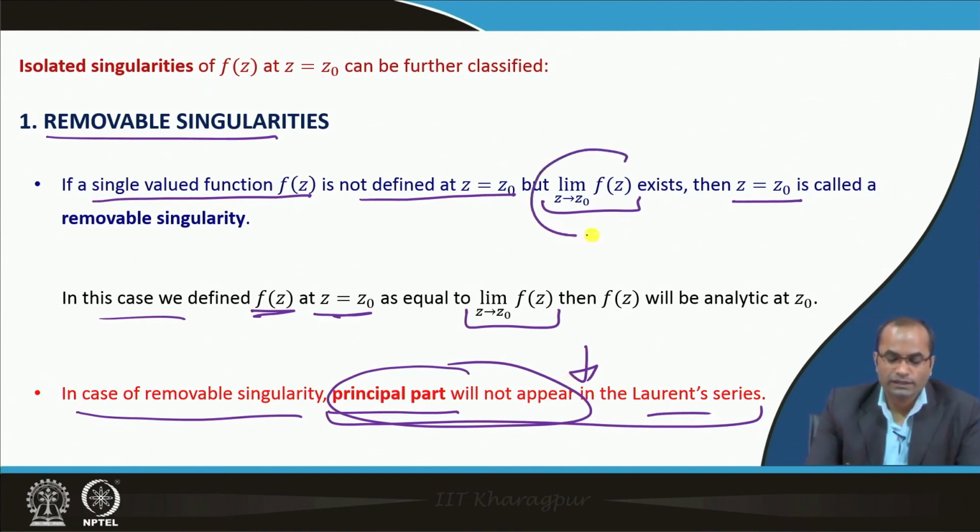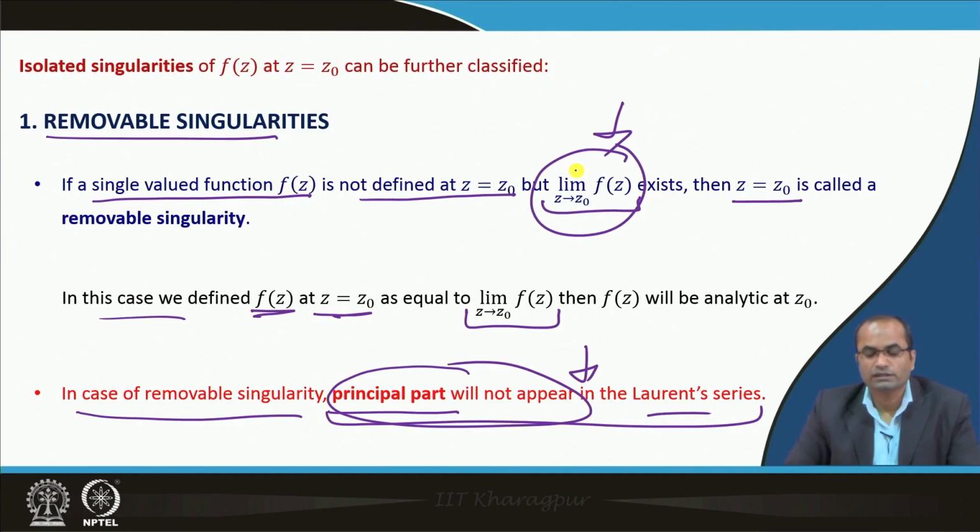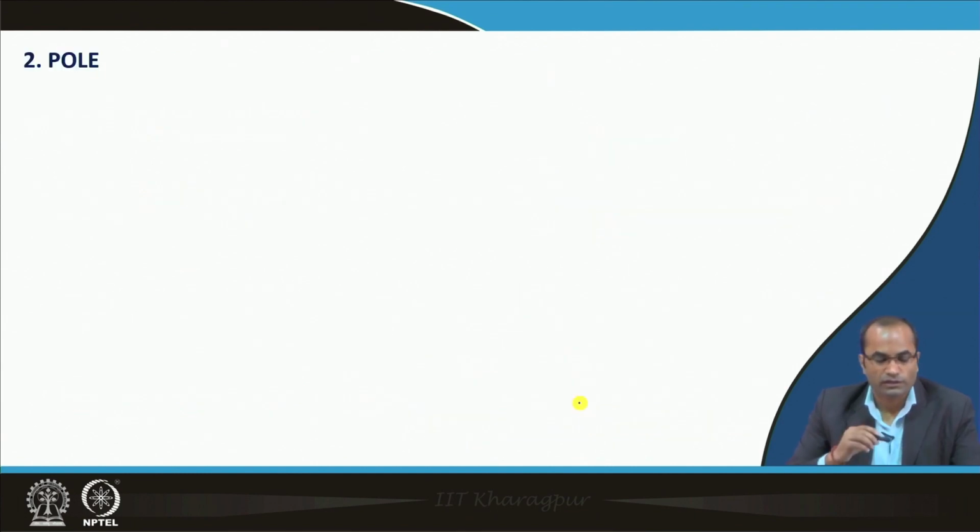So, we can get it directly using the limit: if this limit exists, then we call it a removable singularity. Or we expand into the Laurent series, and if there is no negative power of z minus z 0 in the series, then we call this a removable singularity. So for this we have two approaches: one we can classify directly by the limit, and another using the Laurent series.